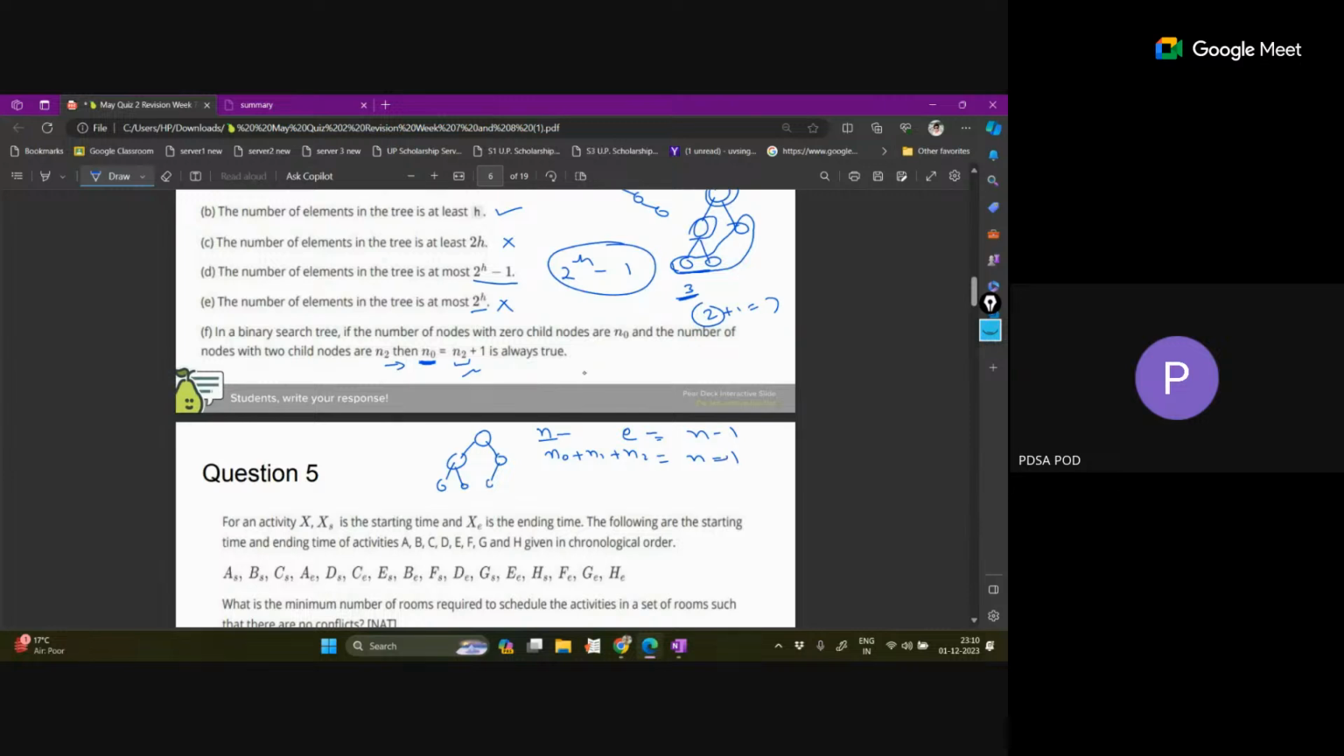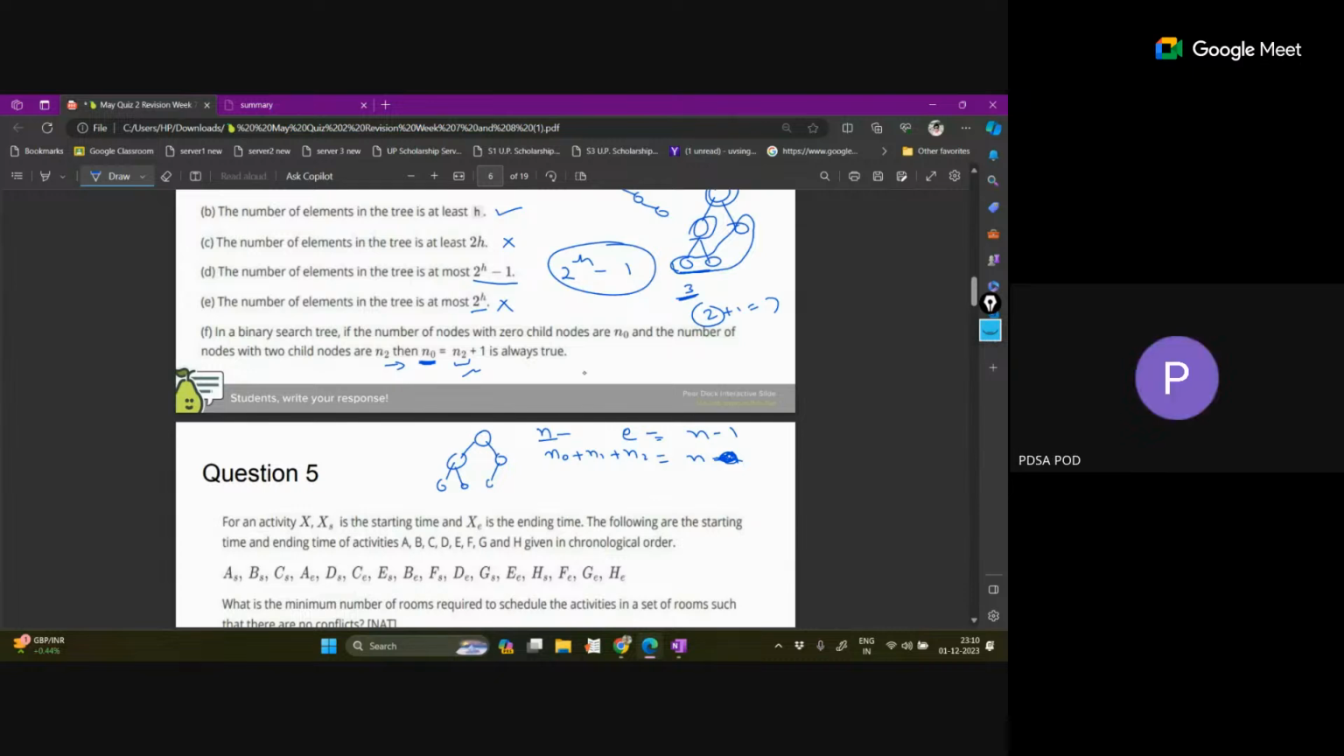Not n minus 1, n, because we are counting all nodes, including the root node. Here we are counting the number of nodes with zero children, one child and two children. That value should be the number of nodes, not the edges. Yes, correct. So this equation is correct.